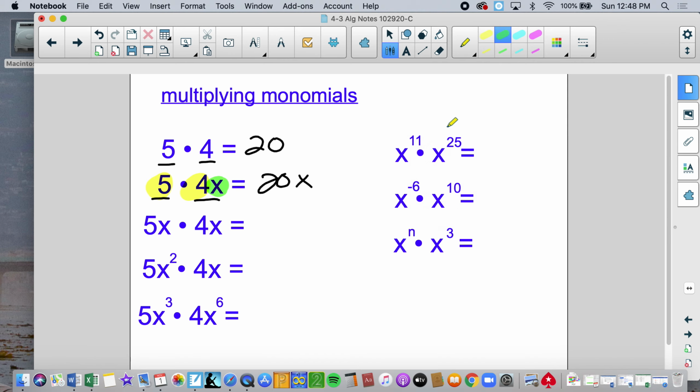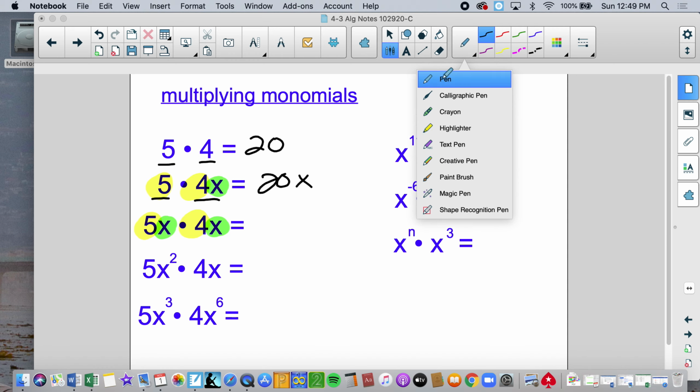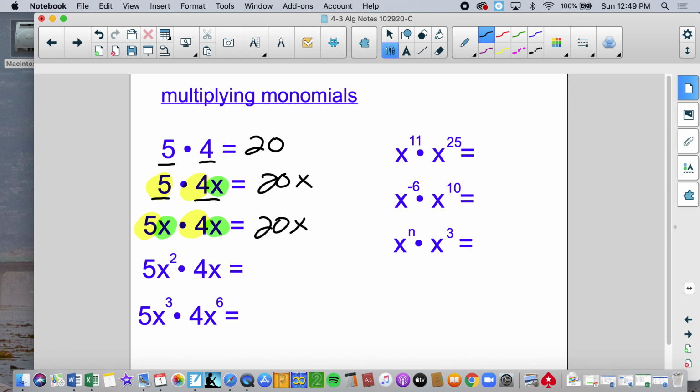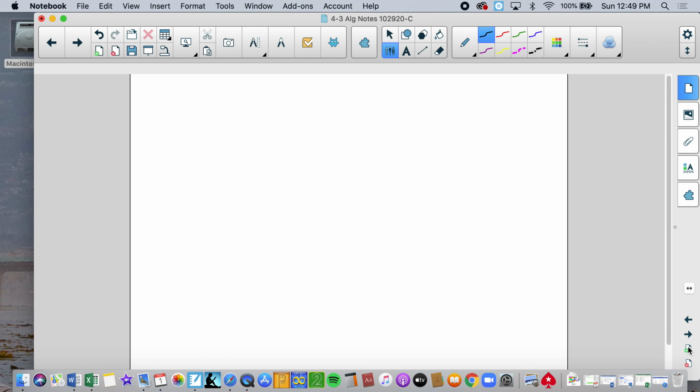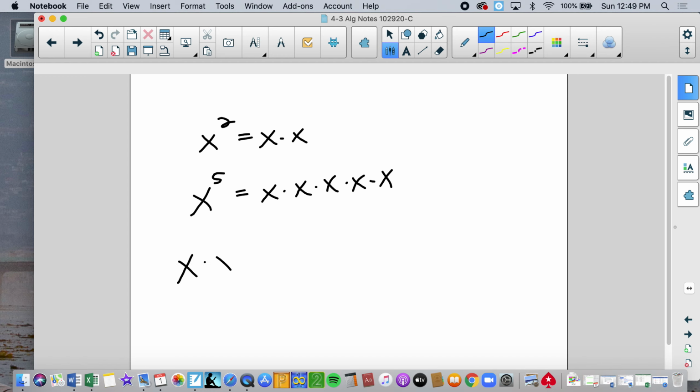In this next example, we have constant and constant, and then we have variable and variable. So 5 times 4 is 20, and x times x is x squared. And we need to remember, x squared equals x times x. X to the 5th is x times x times x times x times x. There are 5 of them multiplying each other. So when we have x times x, we can write that in exponential form as x squared.